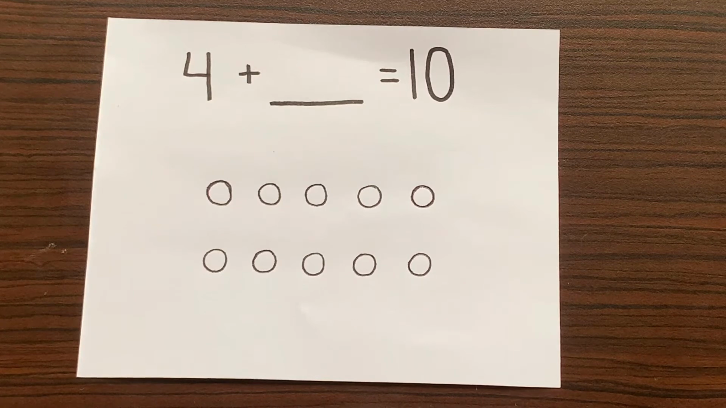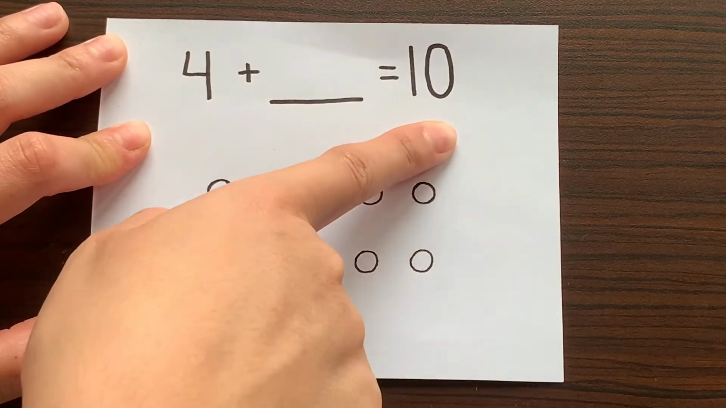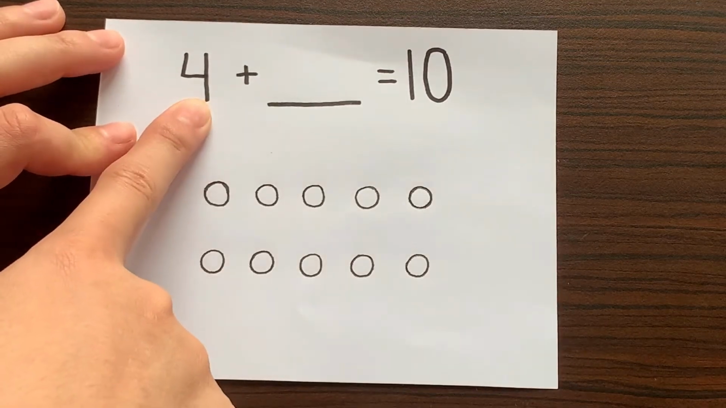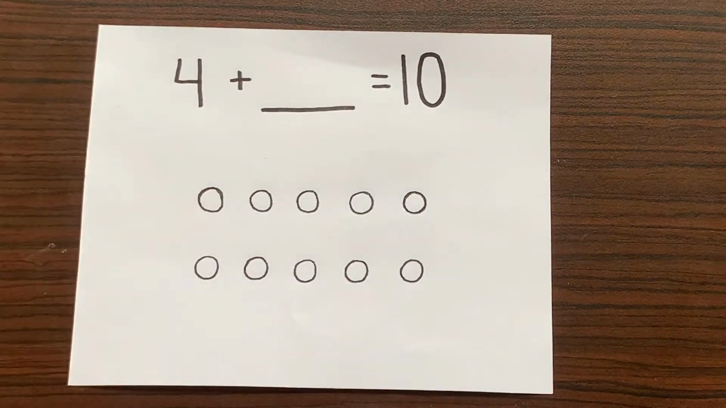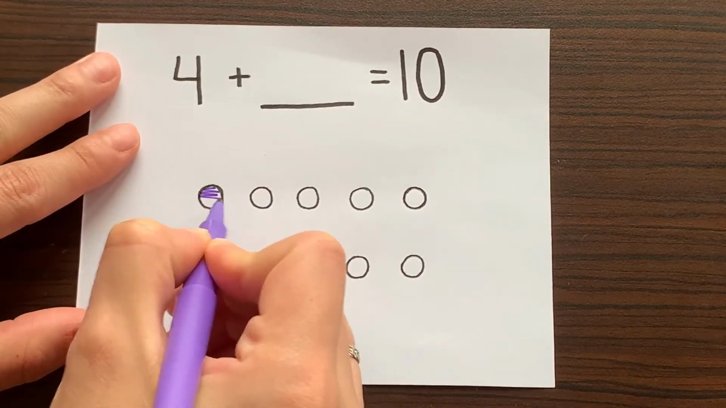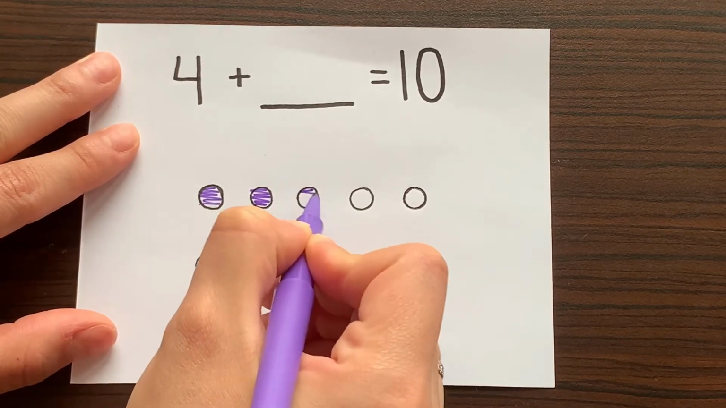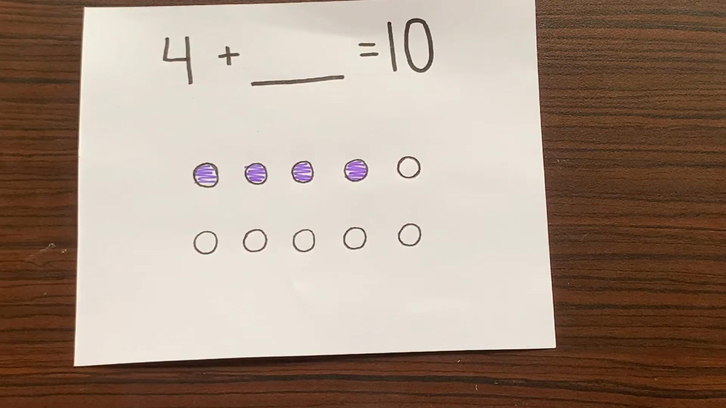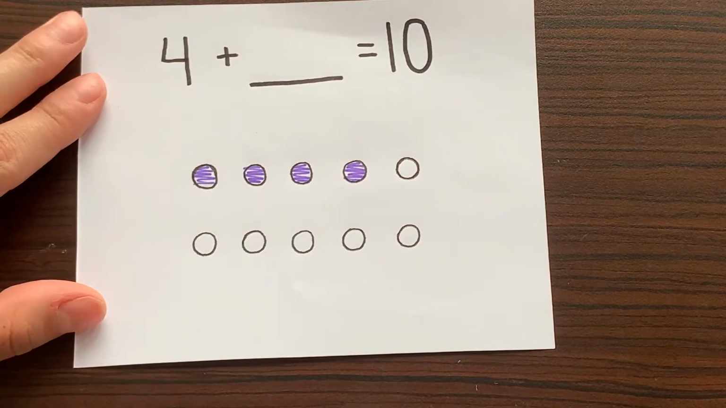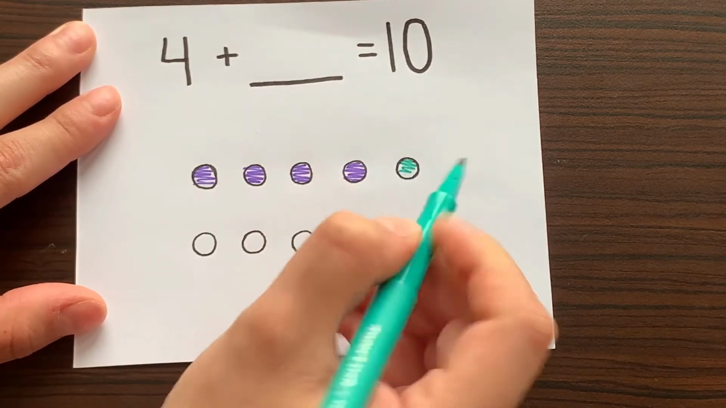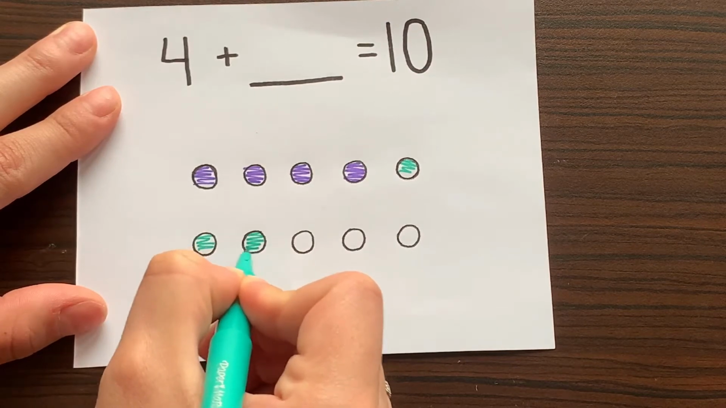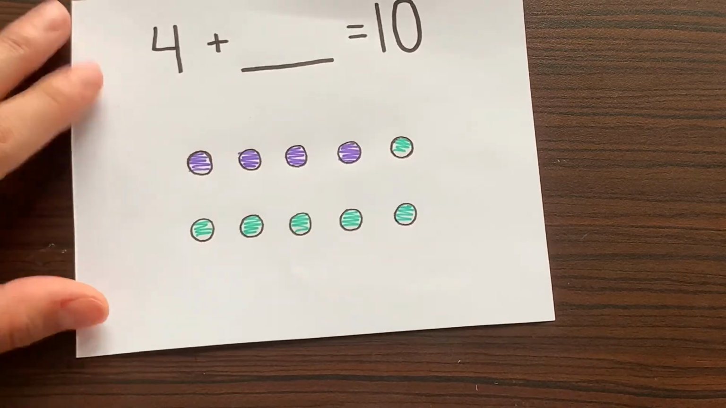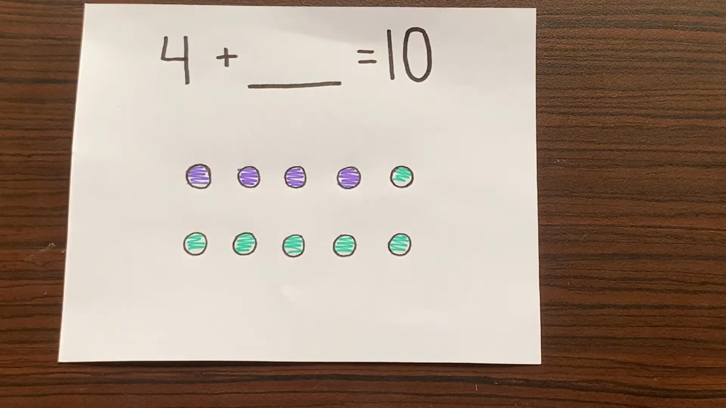Our next example now says that 4 plus blank equals 10. Again, keep in mind that we have a total of 10 bubbles. So we're gonna color in 4 bubbles, which is the number that they gave us here. So we color in 1, 2, 3, 4. And now changing colors, I'm gonna count all the way until I get to 10. So it takes 1, 2, 3, 4, 5, 6. It takes 6 other bubbles to get to 10.